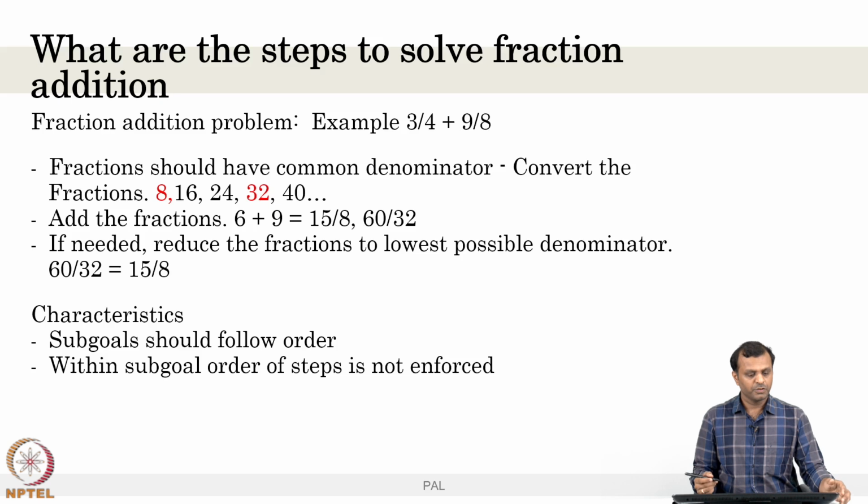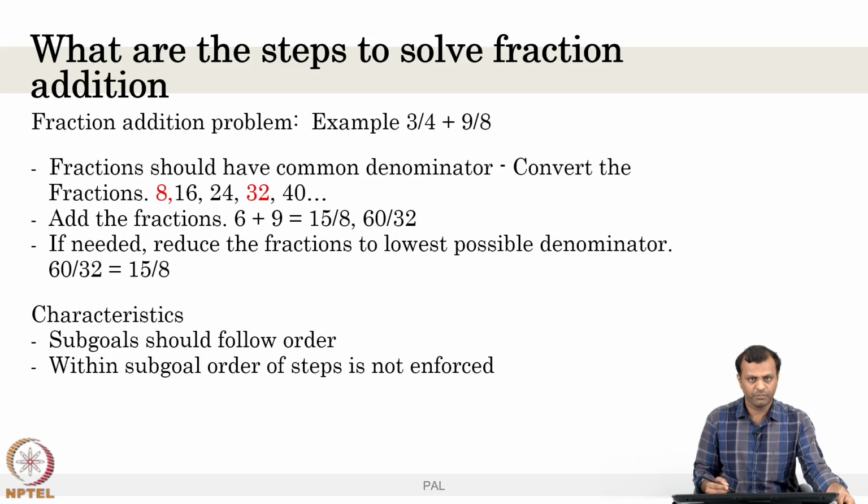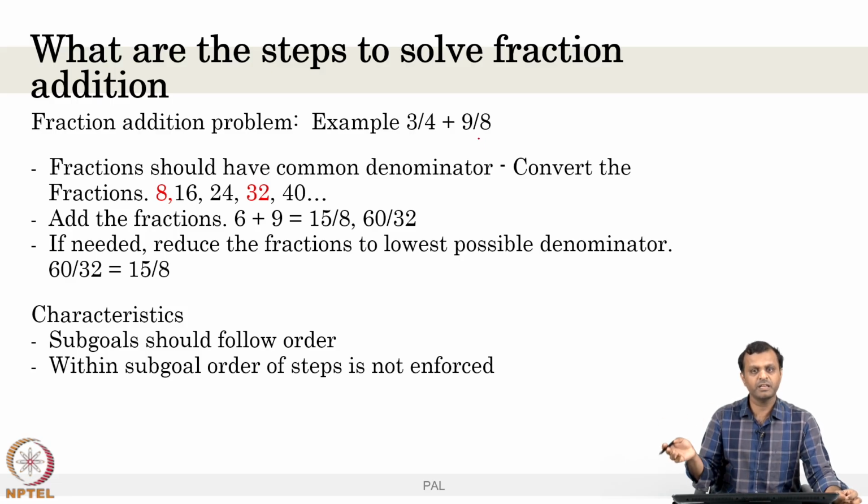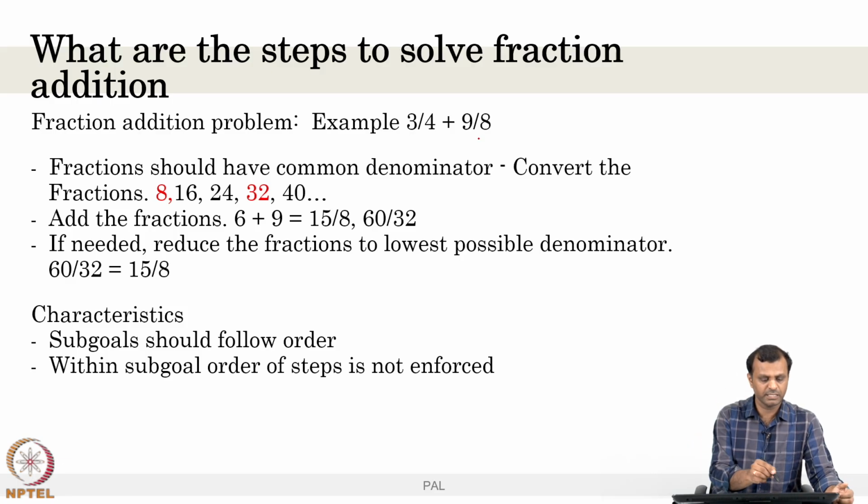Let's think. The fraction addition problem, 3 by 4 and 9 by 8, should have a common denominator. To do that, you have to do the LCM. The simple way to find the LCM is to take 8 and list the multiples of 8, and see where 4 can divide them: 8, 16, 24, 32, 40. 4 divides 8 as well, so 8 is the least common multiple.